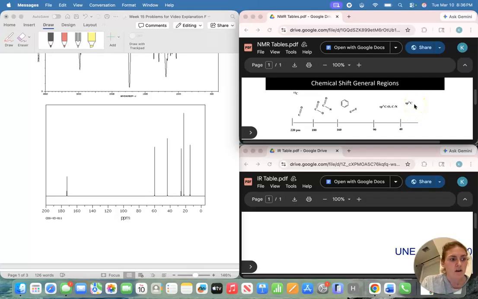So we're going to see a shift at around 21, 22, 23 area, and then around 17. This 17 is going to indicate our terminal carbon, our CH3 methyl group. And these are going to indicate just some sort of internal CH2 carbon.